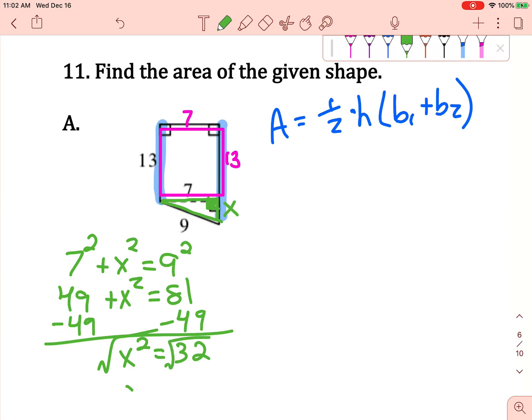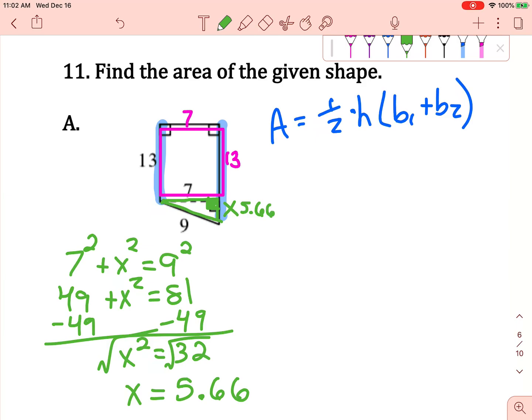Take the square root of both sides, and my x value is equal to the square root of 32. I want it to be as accurate as I possibly can. So the square root of 32 is approximately 5.66. Okay, so again, that just gives us our missing part of the side.